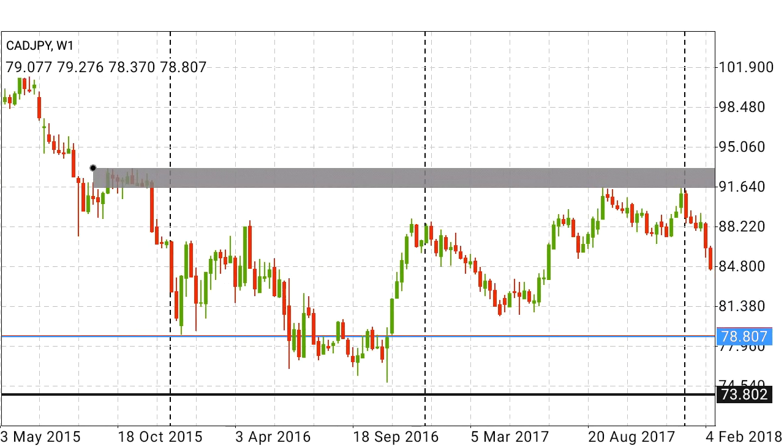This one is not just a zone. It is a supply and demand zone as well. Why am I saying that?